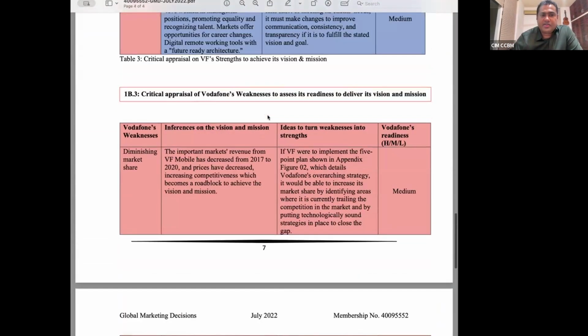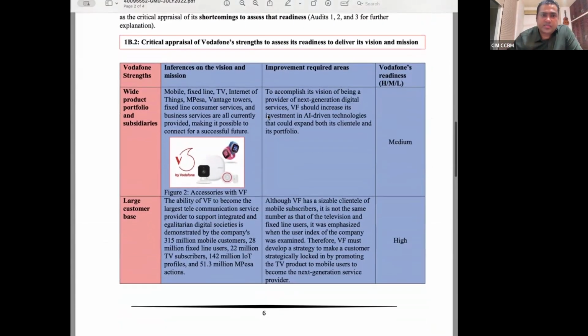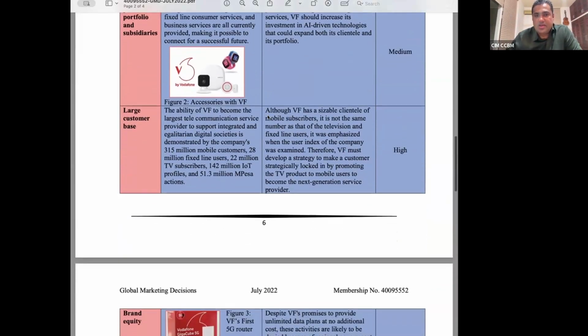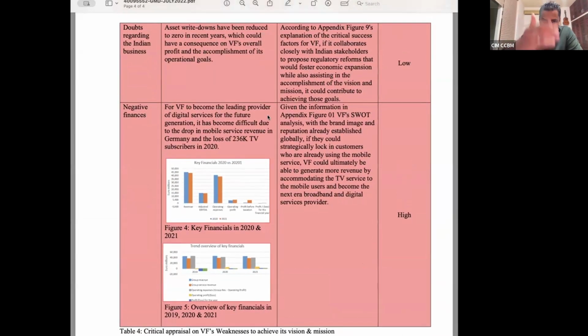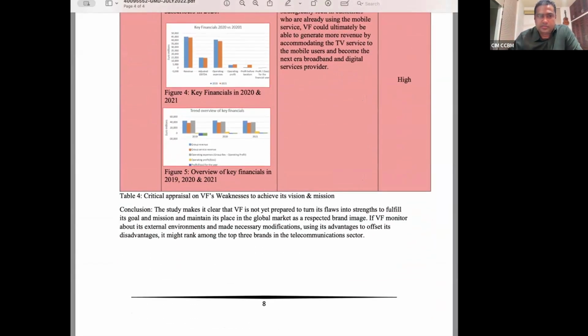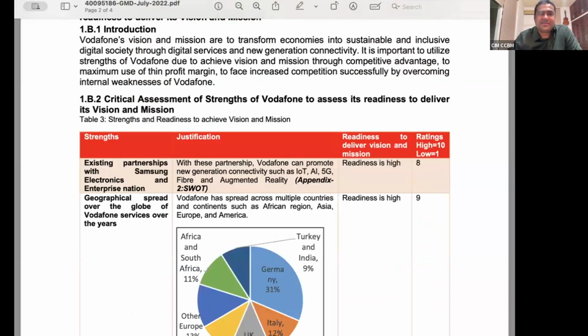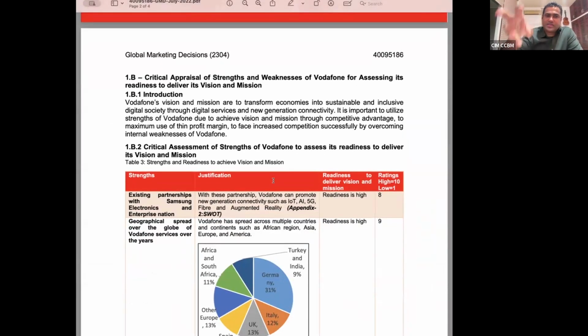So under the strengths, you can see they are from the SWOT and the impact on the vision and mission, how to improve it, and Vodafone's final readiness, high, medium, or low. Same thing done for weaknesses, some level of financials being used, charts and graphs, and a small conclusion. So the more A-grade answers you look at, you start to improve your confidence. And I'm sure you will pick a format that you can put your words into.